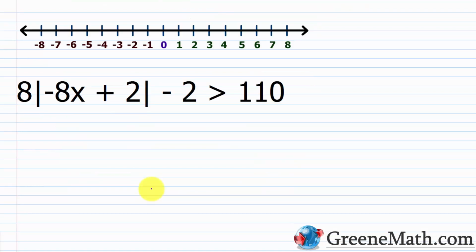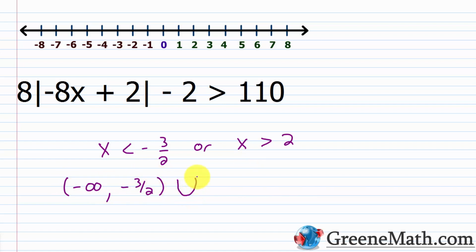So again, we found that x was less than negative 3 halves, or x was greater than 2. So in interval notation, it's the union of the two solution sets. Coming from negative infinity up to but not including negative 3 halves, and the union with this other guy after 2, anything larger, out to infinity.